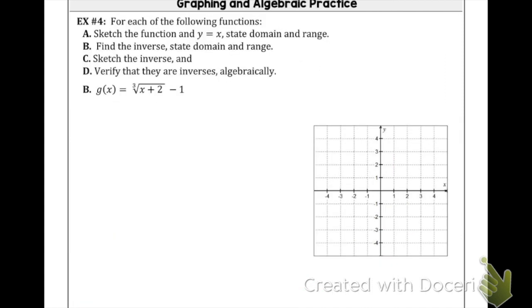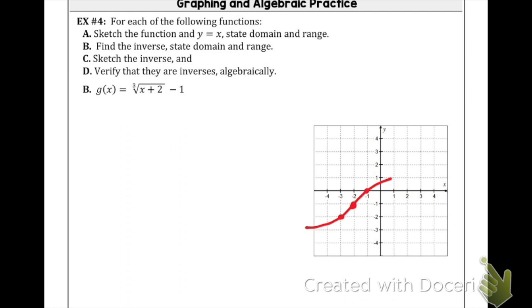Okay, let's do number 4b. Here we have g of x, which is cubic, or cube root. So we're shifted to the left 2, down 1. It's going to be something that looks kind of like this, but let's get some points. There's no compression or stretching, so it's just going to kind of look like this. Can we get something on the right? What's a nice cubic number?